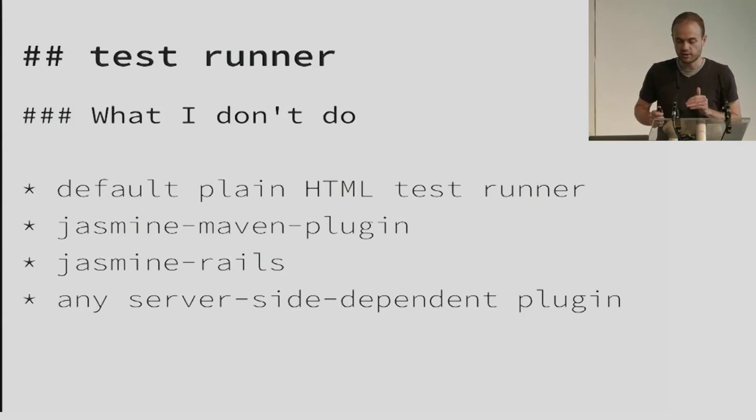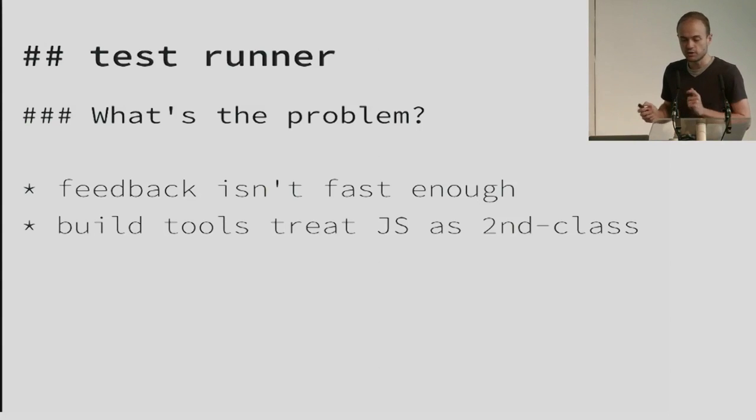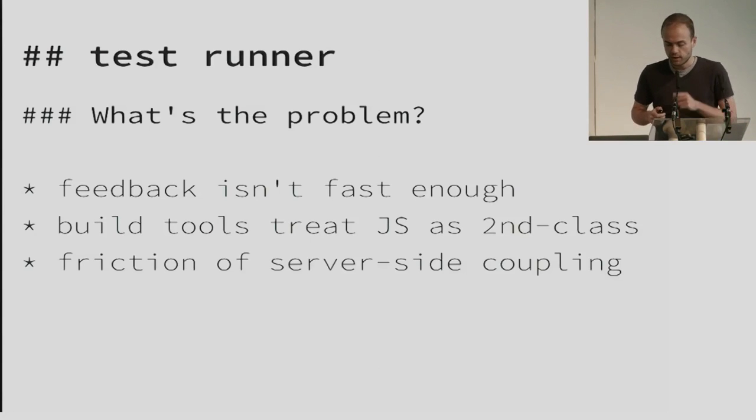My recommendation would be instead, well, first talking about problems. The problem with those ones, the server-side dependent ones, is that the feedback typically isn't fast enough, and the tools tend to suck because they're written in languages or in server-side environments where JavaScript is a second-class language, especially front-end JavaScript. There's also an additional friction of server-side coupling. The last thing I want to do is make my server-side even more monolithic, my application more monolithic by coupling all of my front-end test and build behavior back to the back-end.